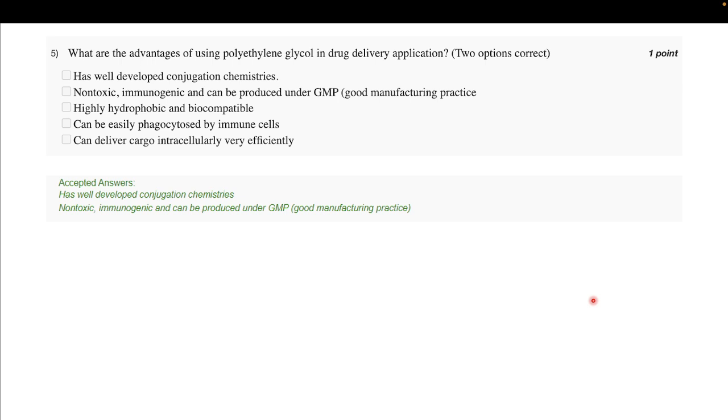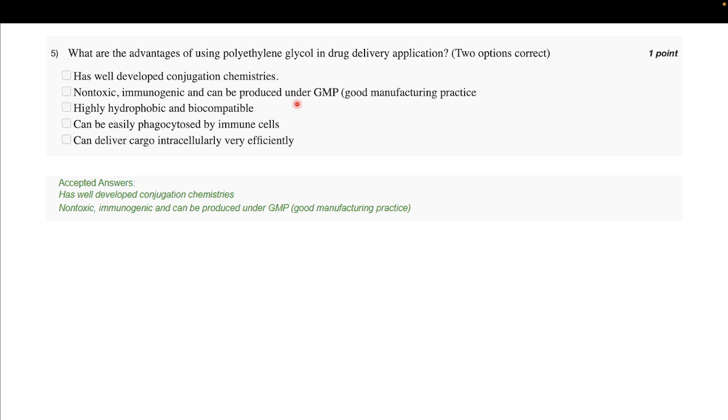So first is has well developed conjugation chemistries. We'll go over the options one by one. This is one of the advantages of PEG, because it's very easily tunable and people have done a lot of research in this. You can conjugate PEG with a lot of antibodies, with proteins, and with a number of small molecules as well.